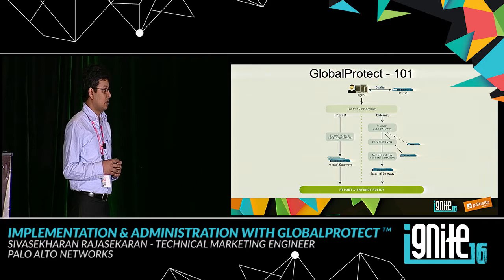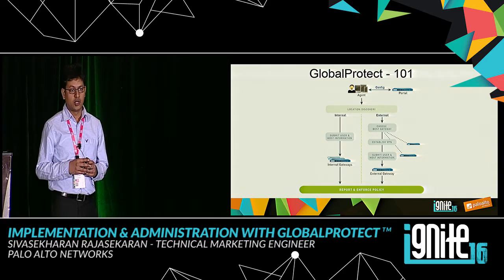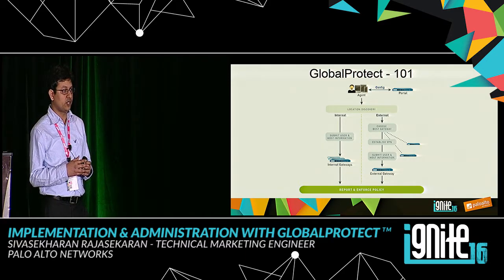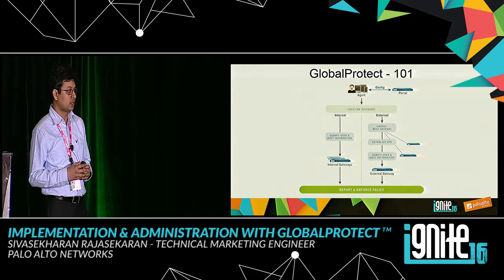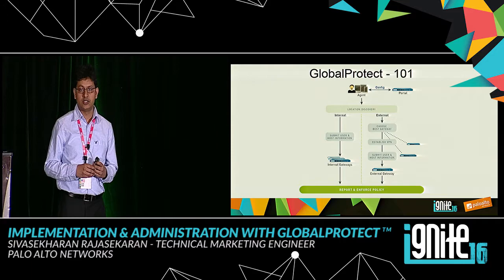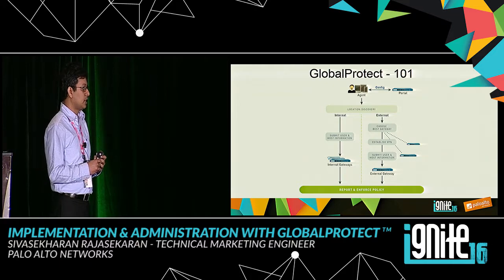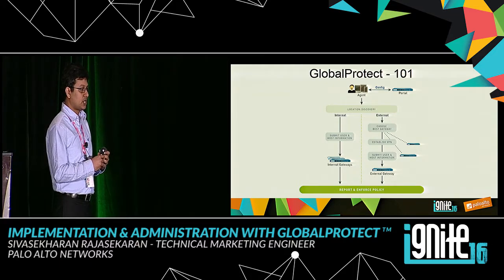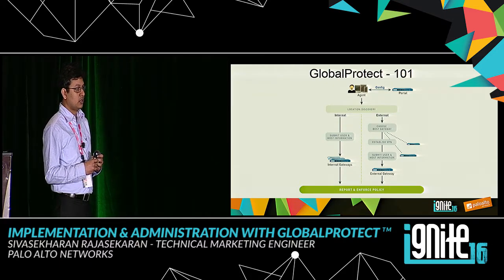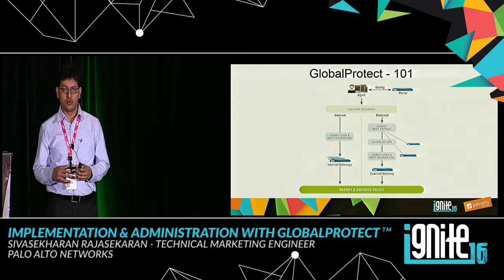GlobalProtect gateways are your security enforcement points. Once the traffic hits your gateway, that is where the security enforcement happens. And a gateway can be an internal gateway or it can be configured as an external gateway. In an internal gateway scenario, the gateway would be enforcing security policies based on user ID and host information profile for all the users who are inside your network.